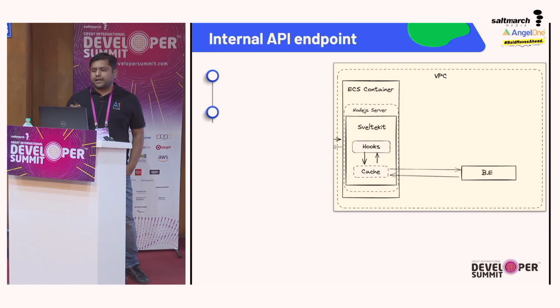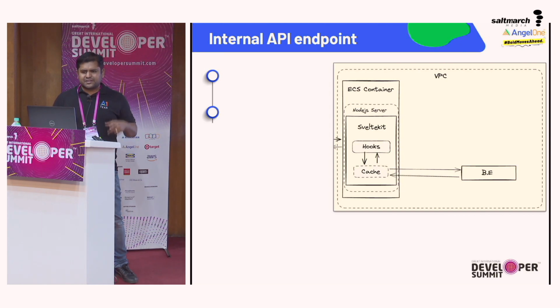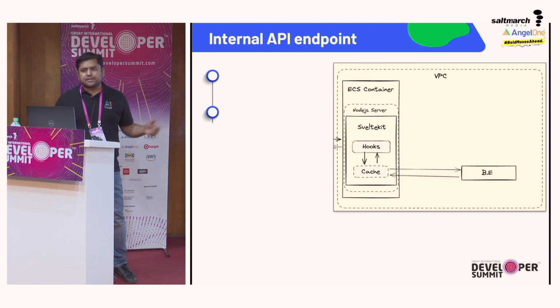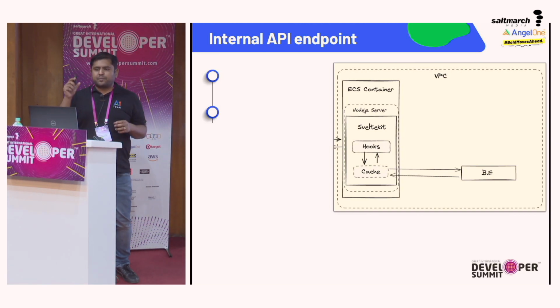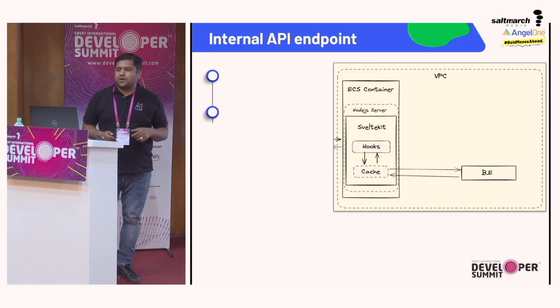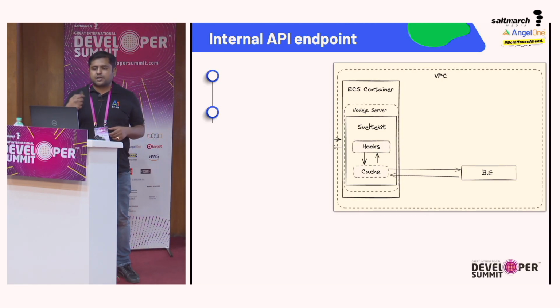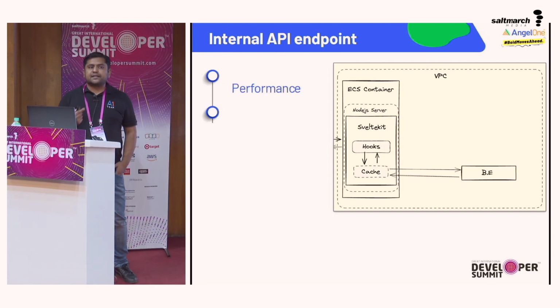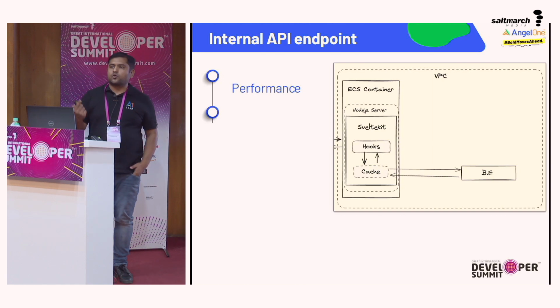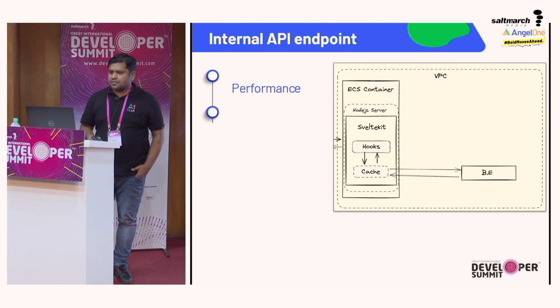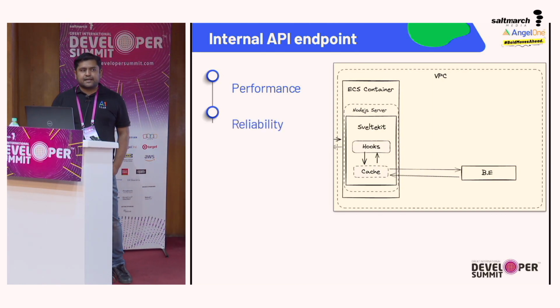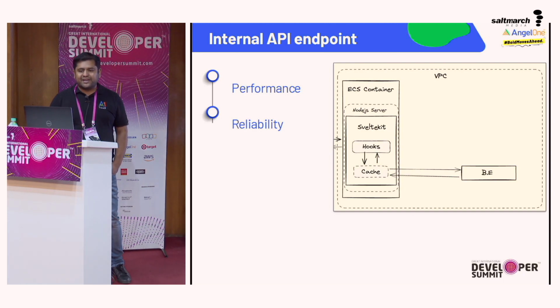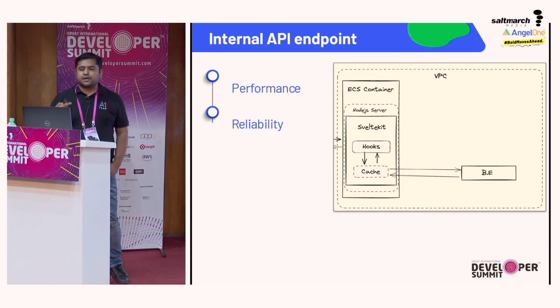Then internal API endpoints. I discussed this during the UI architecture discussion, that our ECS container and our backend are inside the same VPC. We leveraged this setup and started calling our internal API endpoints. The benefit was performance first, for sure. Internal APIs are much faster compared to going all over the wire. Then there is reliability. Internal APIs are less prone to failures than going all over the wire.